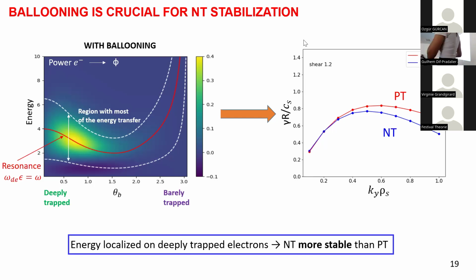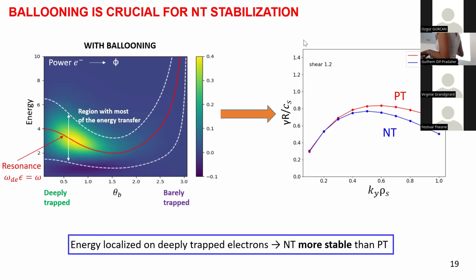We can give a physical interpretation of all of this. The picture I showed you of omega d as a function of theta b without ballooning shows that for deeply trapped electrons, the positive triangularity has an omega d which is higher with respect to negative triangularity. When we include ballooning, much more weight is given to deeply trapped electrons with respect to barely trapped electrons. And so positive triangularity omega d gets enhanced by ballooning.